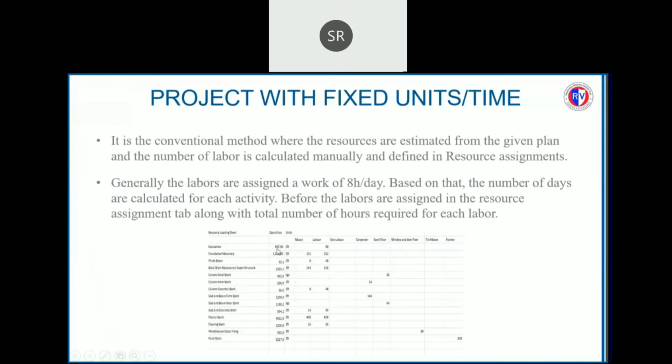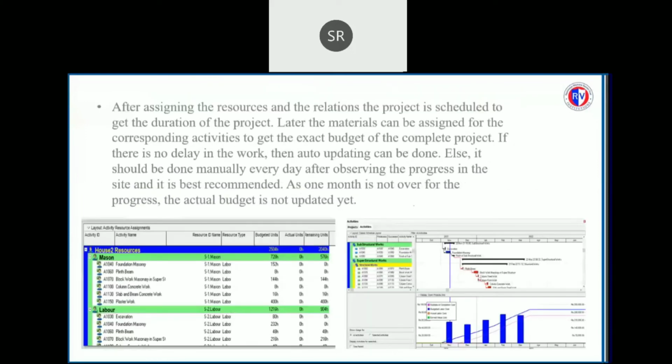For example, in this tab, we can see that we require an excavation of 663 cubic feet. If we assume one labor does a work of 675 cubic feet, we get a value of approximately 8 point something. If we round it to 10 labors and give a work of 8 hours per each labor, it becomes a total duration of 80 units. In this way, we can give the number of hours of work for other activities. After assigning the resources and relations, the project is scheduled to get the duration of the project. Later, the materials can be assigned to corresponding activities to get the exact budget of the complete project.